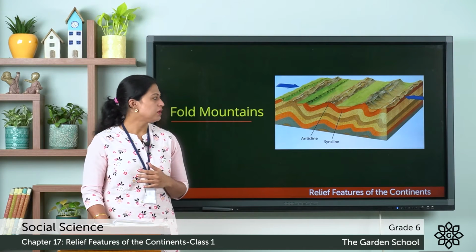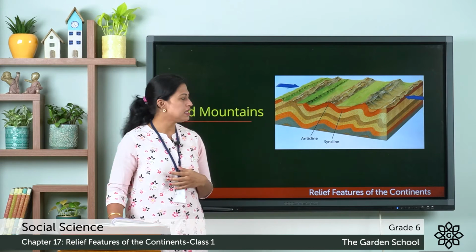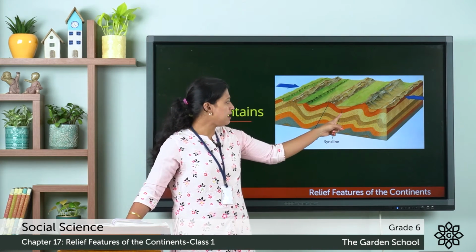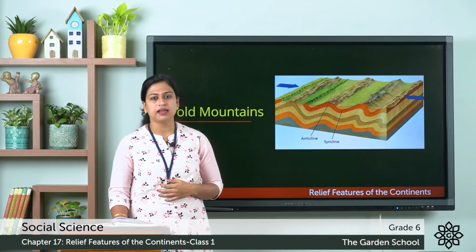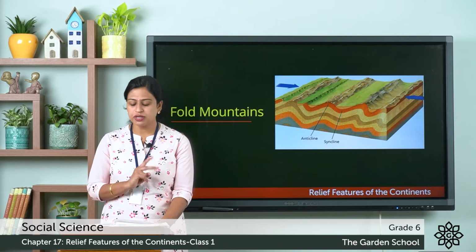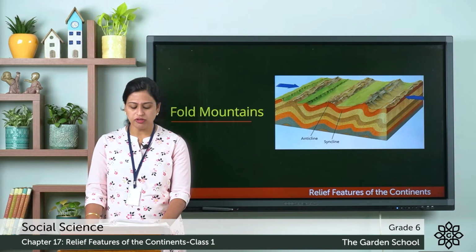So, in this figure you can see the upward fold or ridges, they are known as the anticline, and the downward fold or the valley, they are known as the syncline. And in this type of mountains, there are two categories. They are young fold mountains and old fold mountains.